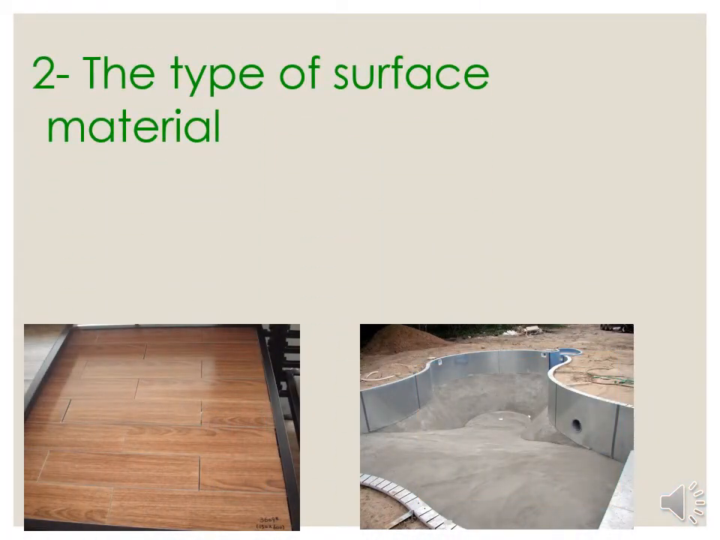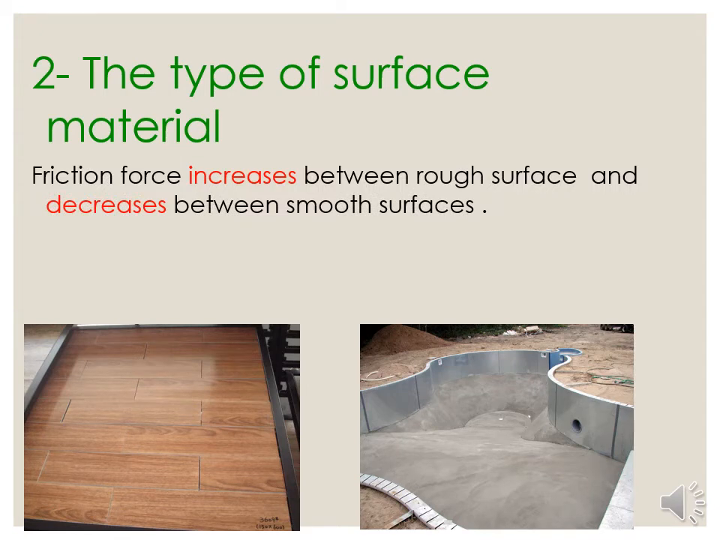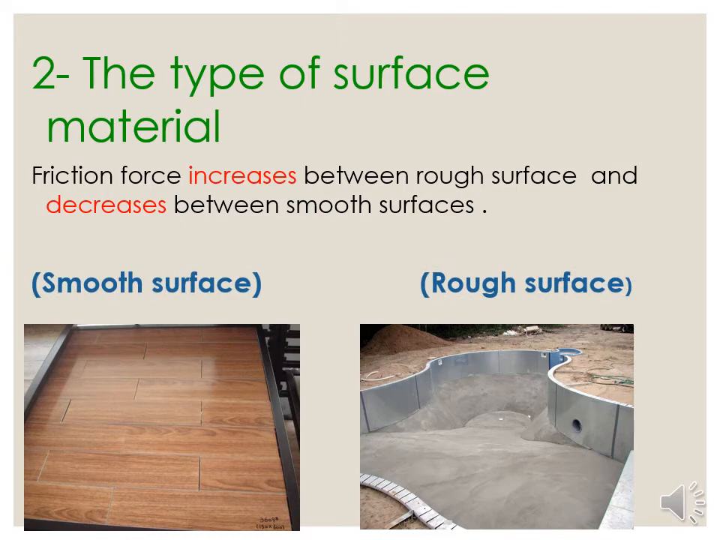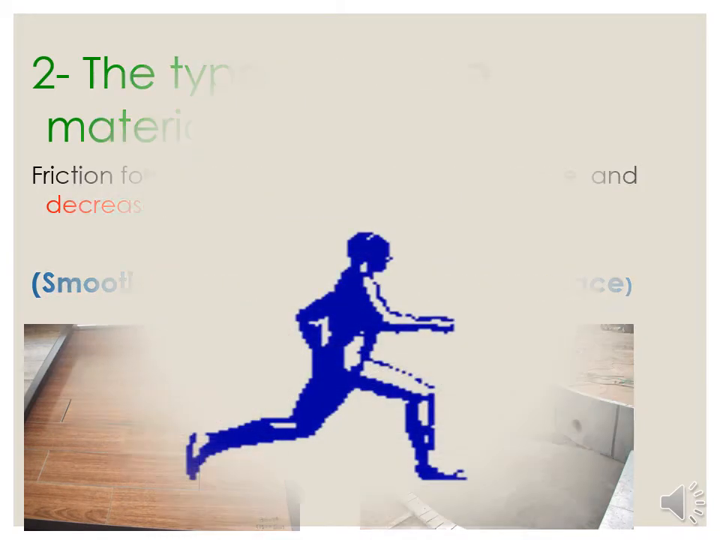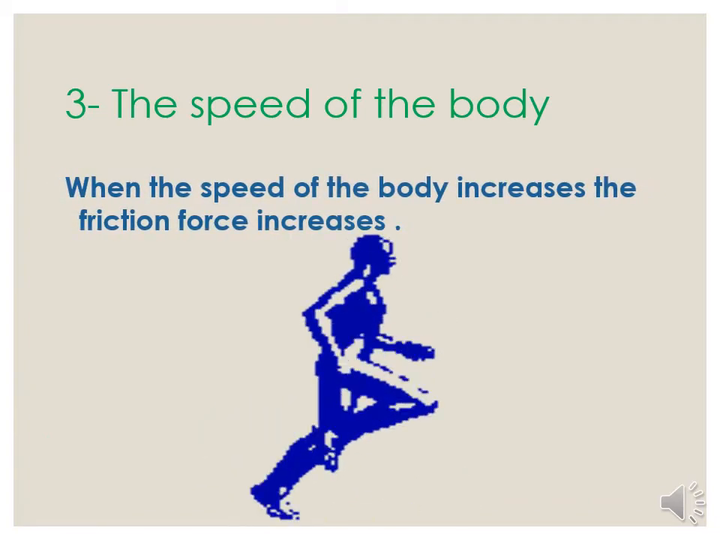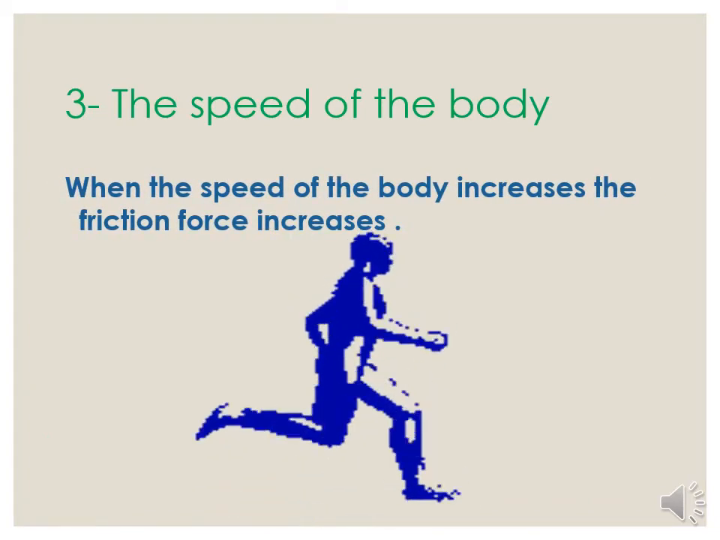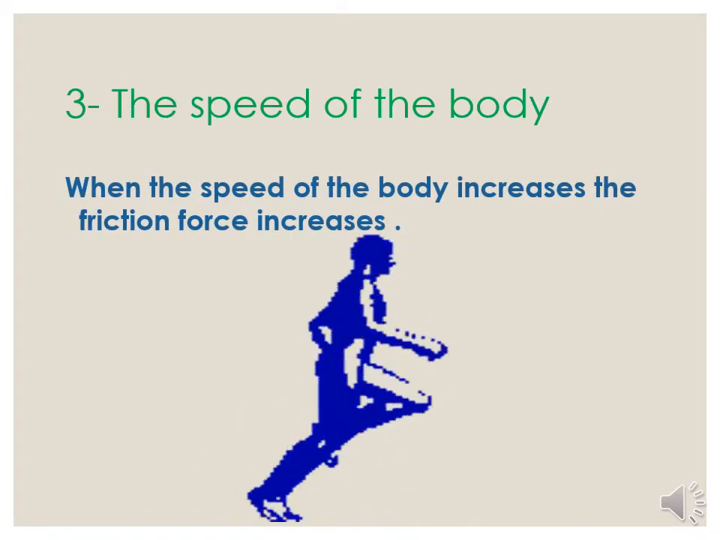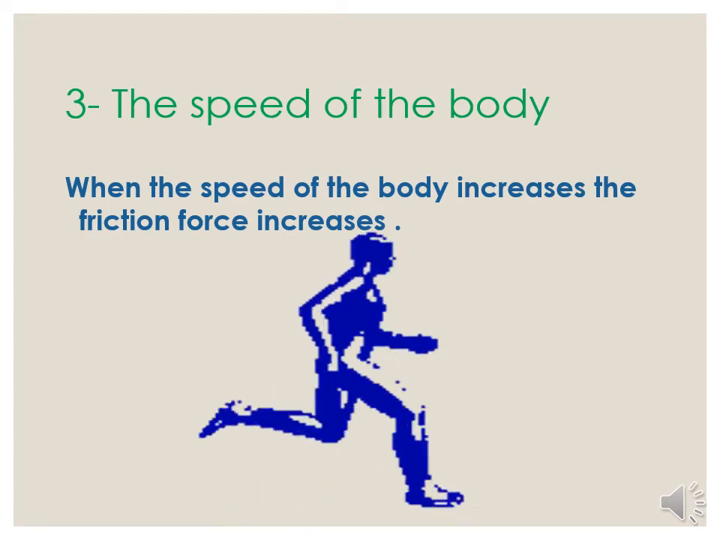The second factor that affects the friction force: the type of surface material. Friction force increases between rough surfaces and decreases between smooth surfaces. The speed of the body. When the speed of the body increases, the friction force increases.